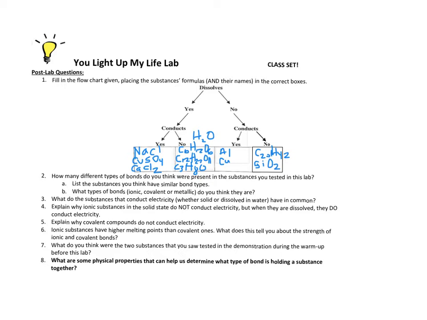Let's take a look at all of these 11 different substances and categorize them in this flow chart. So first off, we're going to start with the question of does it dissolve or not? So on the left-hand side, we have yes. And then as it dissolves, is it going to conduct electricity, yes or no? The ones that do dissolve and can conduct electricity are going to be the NaCl, CuSO4, and CaCl2.